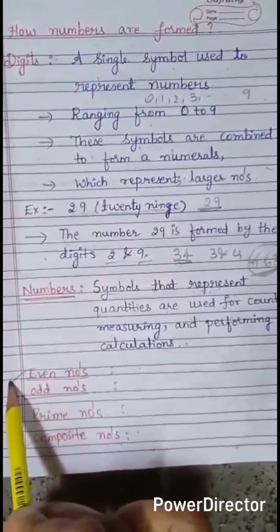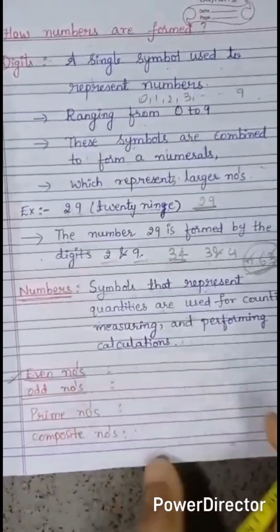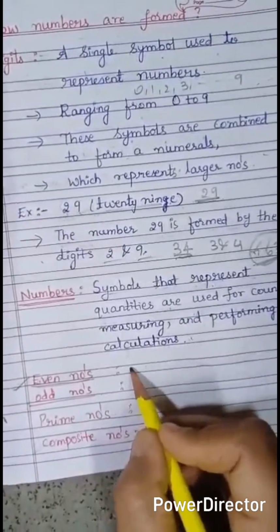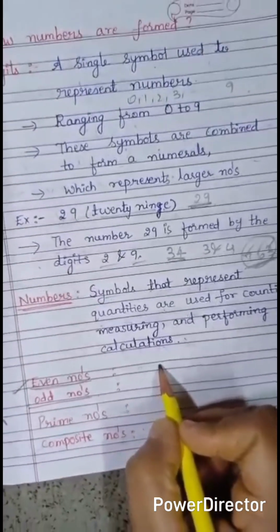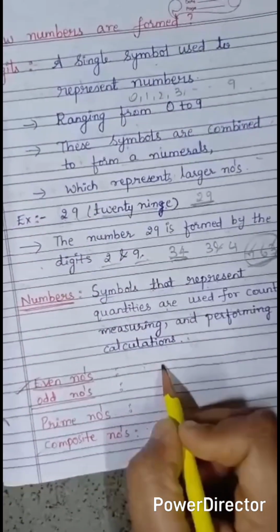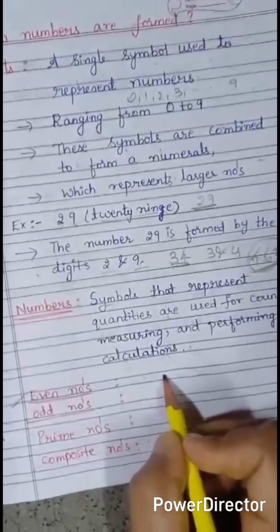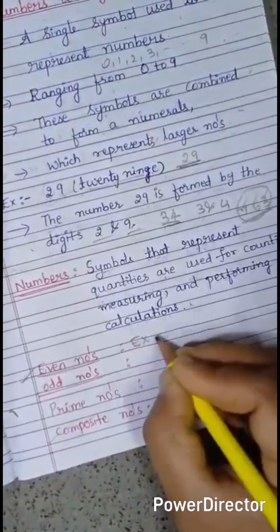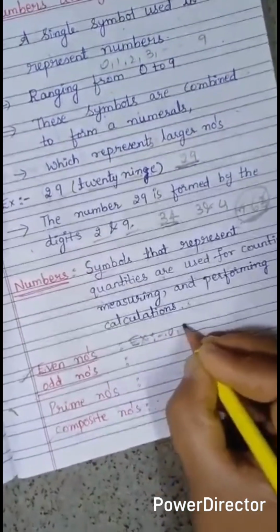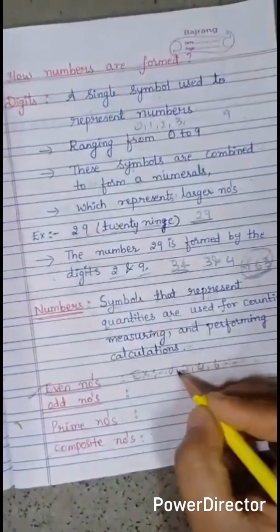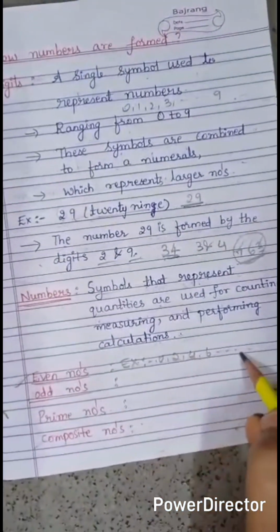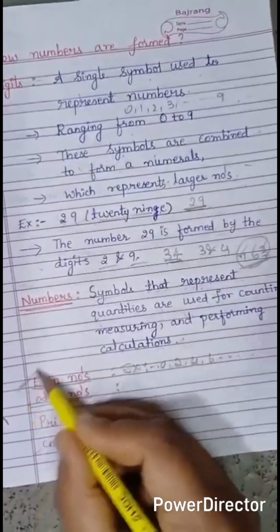Next, let me discuss even numbers. Even numbers are called multiples of 2, or the numbers which are divisible by 2. For example, even numbers start from 0, 2, 4, 6 and so on. So the numbers which are divisible by 2, those numbers are called even numbers.